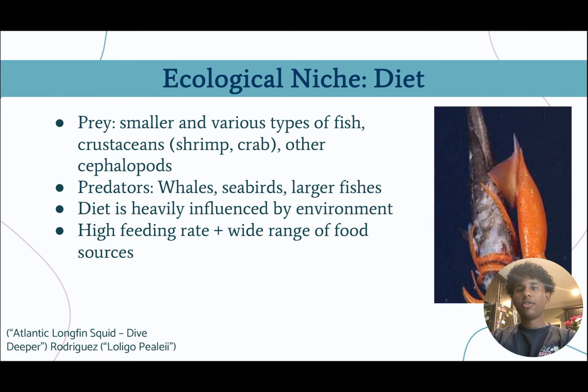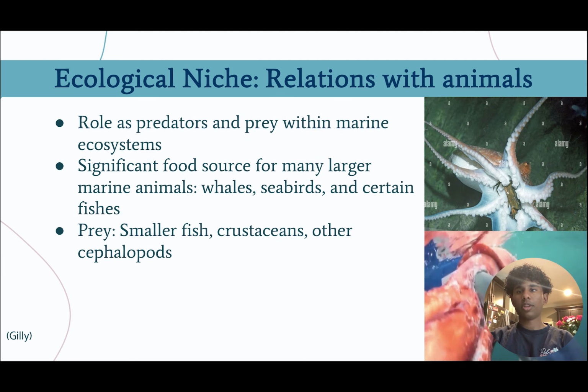Now I want to move on to their diet. Their prey consists of small and various types of fish, crustaceans such as shrimp and crab, and other cephalopods, with their predators being larger fishes, seabirds, and whales. Their diet is heavily influenced by their environment, and they also have a high feeding rate and wide range of food sources.